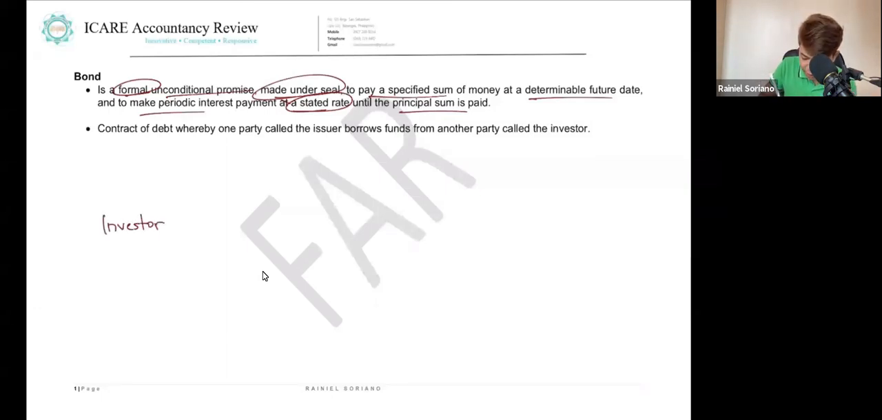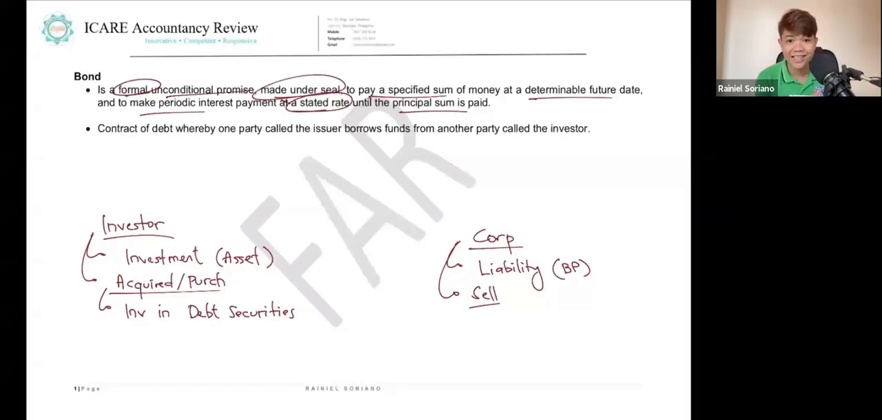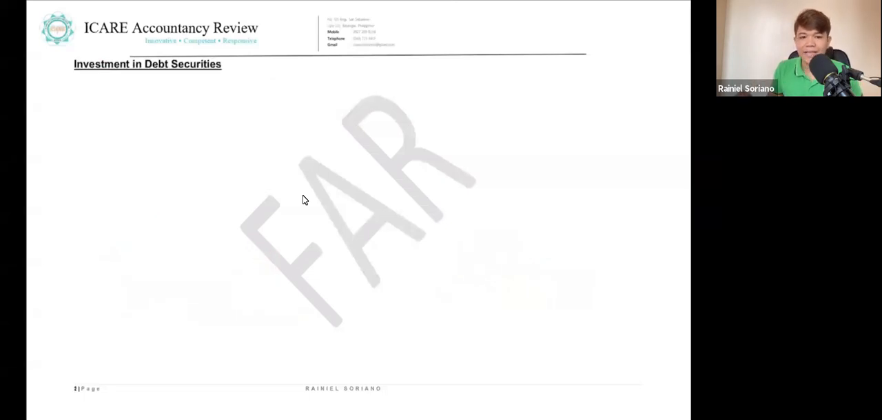Once again, from the point of view of the investor, this is considered to be an investment, meaning an asset. On the other hand, from the point of view of the issuer, in debt securities. So here, let's begin by discussing investment in debt securities. Then later on, in the second part of our discussion, we will discuss bonds payable.